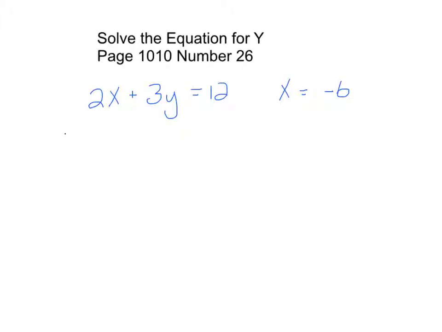A common mistake is to try to divide by 2x. But what is the sign of 2x? This is its own term, so it's a positive. So to get rid of 2x and move it to the other side, we need to subtract that. 2x minus 2x is no x's, so I'm just going to bring down the 3y.